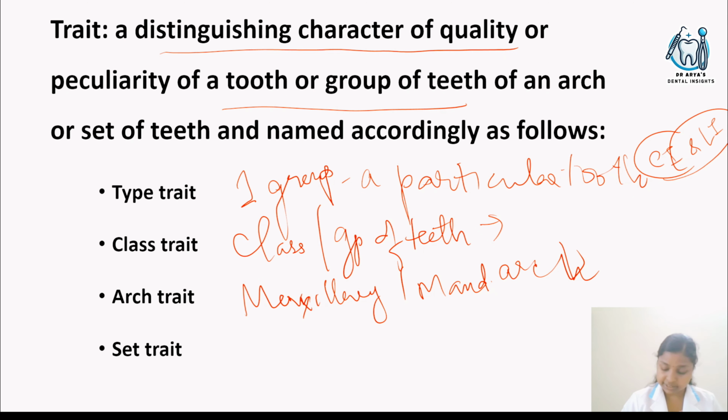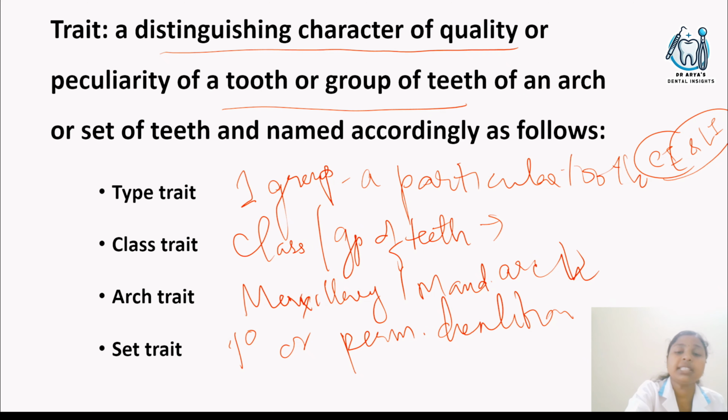Then next is the set trait. This is a distinguishing quality or peculiarity of either deciduous or permanent dentition. So it is for either the primary or the permanent dentition. The example is that all permanent teeth are larger than deciduous teeth. So these are the various traits.